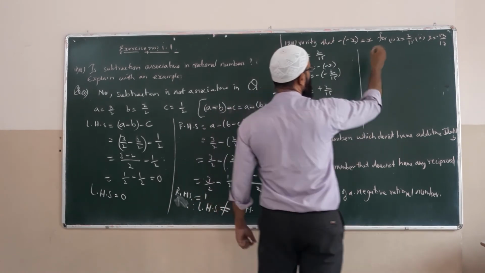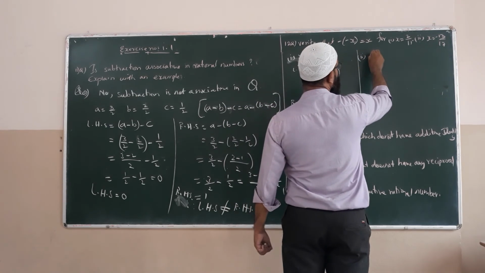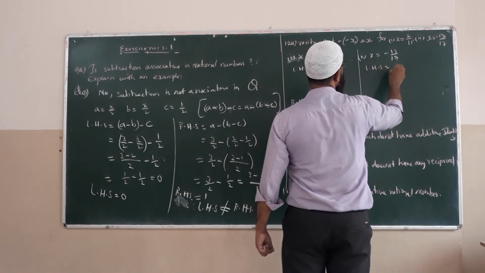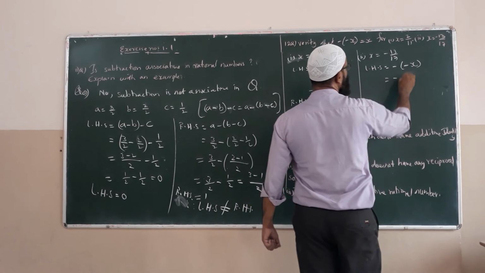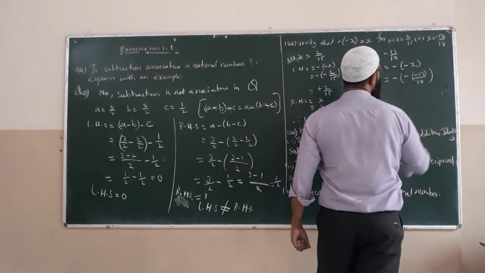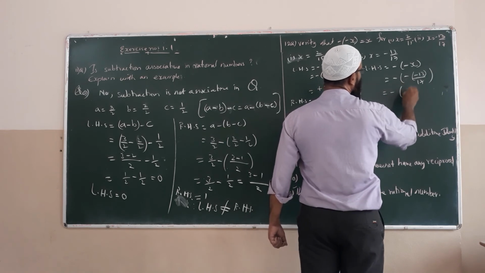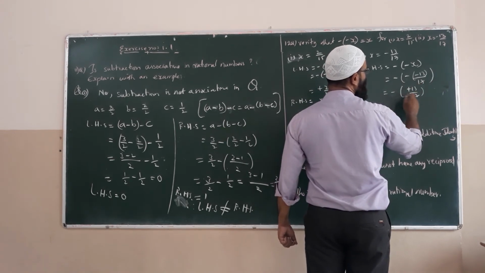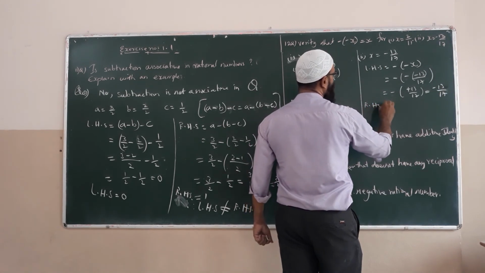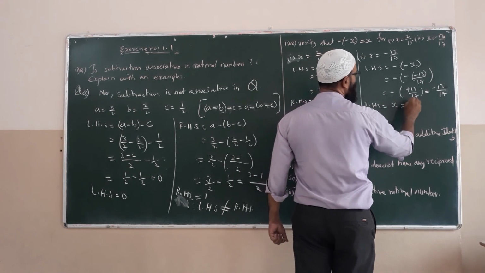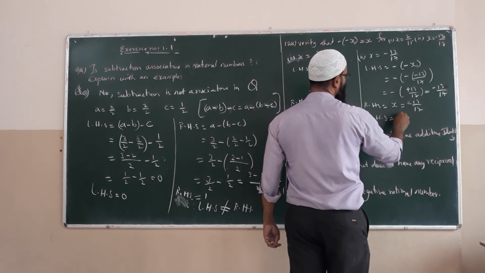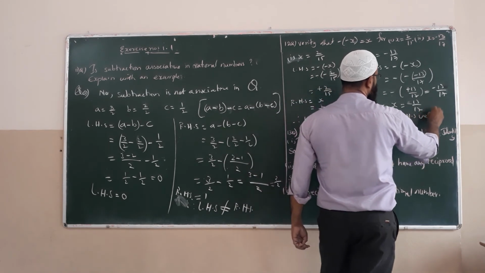Now the next one, the second one. For x is equal to minus 13 by 7, LHS is minus of minus x. In place of x, you have to take minus 13 by 7. Now minus into minus is plus 13 by 7. Now RHS: x. What is x here? Minus 13 by 7. From this LHS is equal to RHS. Verified.